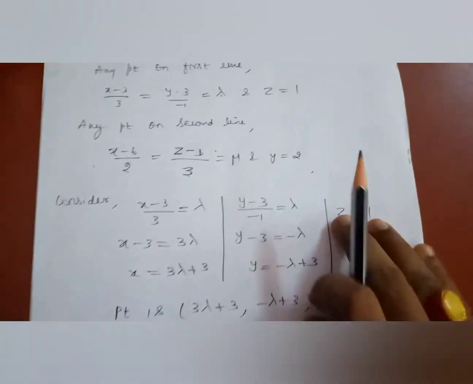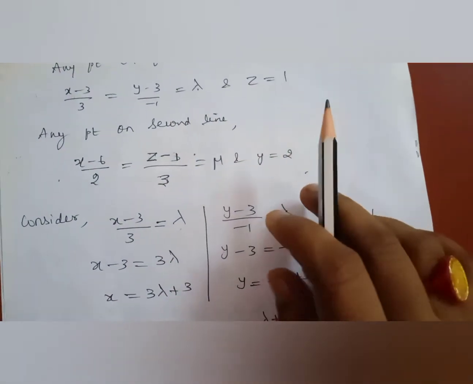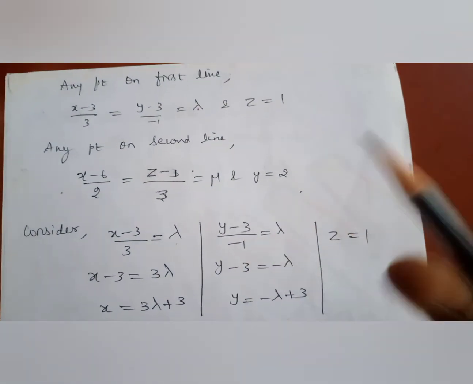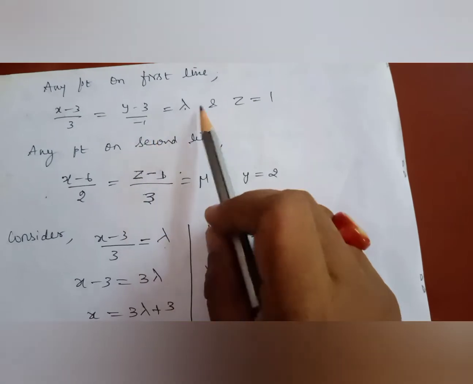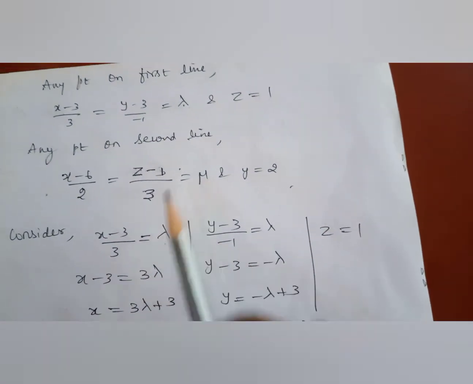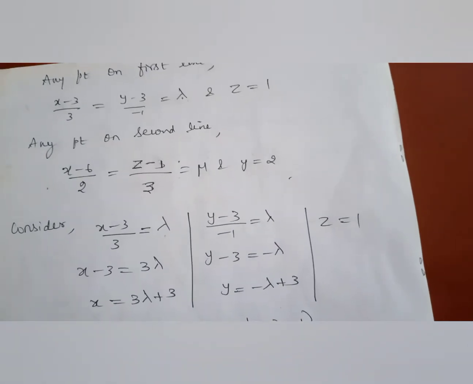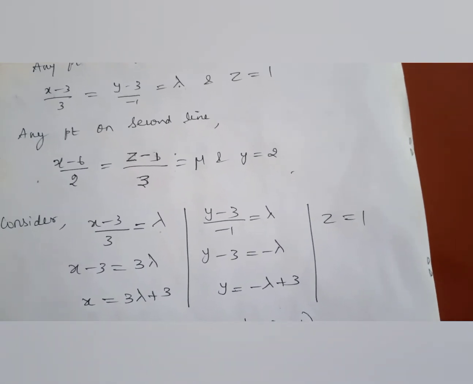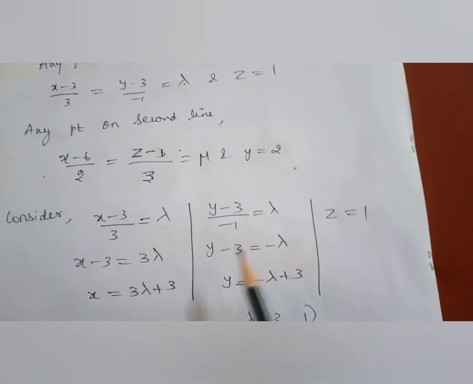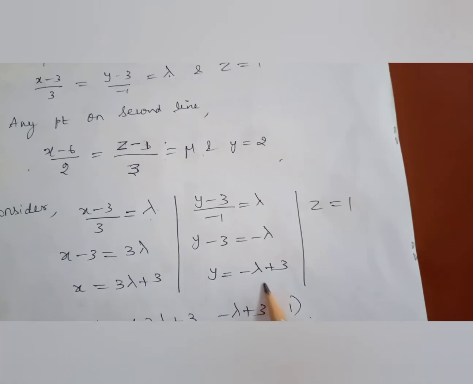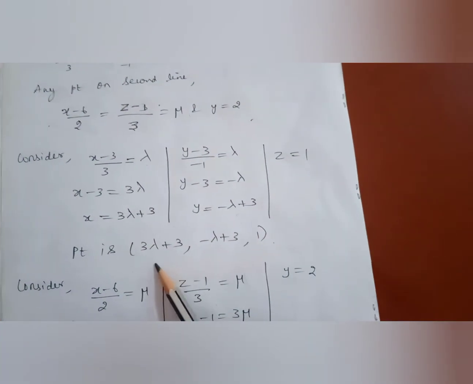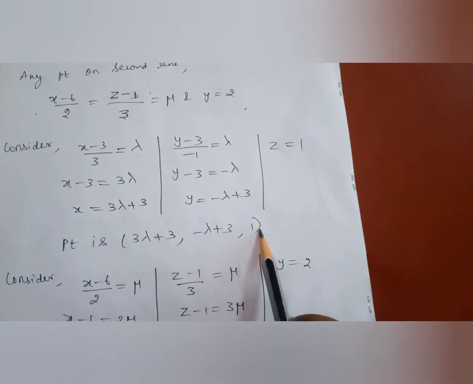So now I have proved that those lines are intersecting for sure, because they are satisfying the condition, the determinant becomes 0. So any point on the line will be, let us assume it to be lambda. And what about this line? Let us assume it to be mu. Like how we have assumed s and t for the example sum and the example exercise sum, here we are going ahead with lambda and mu. So here I am connecting to lambda. What I am getting: x is equal to 3 lambda plus 3, y is equal to minus lambda plus 3 and z is equal to 1. And here I am getting the point to be (3 lambda plus 3, minus lambda plus 3, 1).